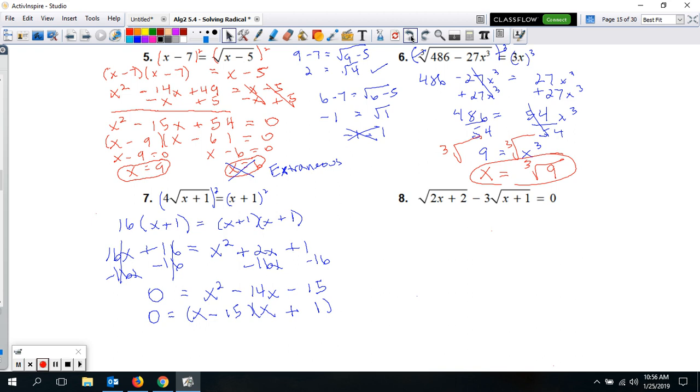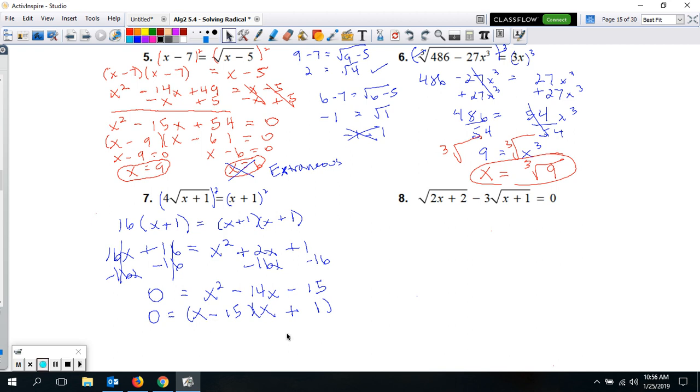Now those are supposed to be different signs because 15 is negative here. The sign of the bigger number will be negative because of a negative sign here. So 15 is bigger, it's going to get the negative sign, which means 1 is getting the positive. You can always double check your factoring by just doing FOIL to see that you get back here correctly.